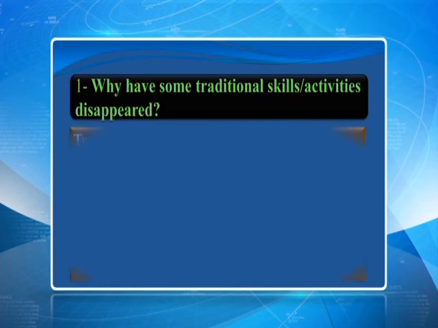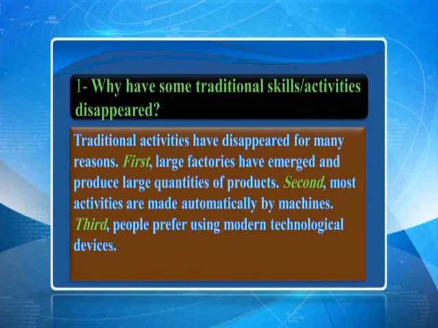Now let's see. We have mentioned that before. Traditional activities have disappeared for many reasons. First, large factories have emerged and produce large quantities of products. Second, most activities are made automatically by machines. Third, people prefer using modern technological devices. Now, notice how I link my ideas. I have first, second, and third.